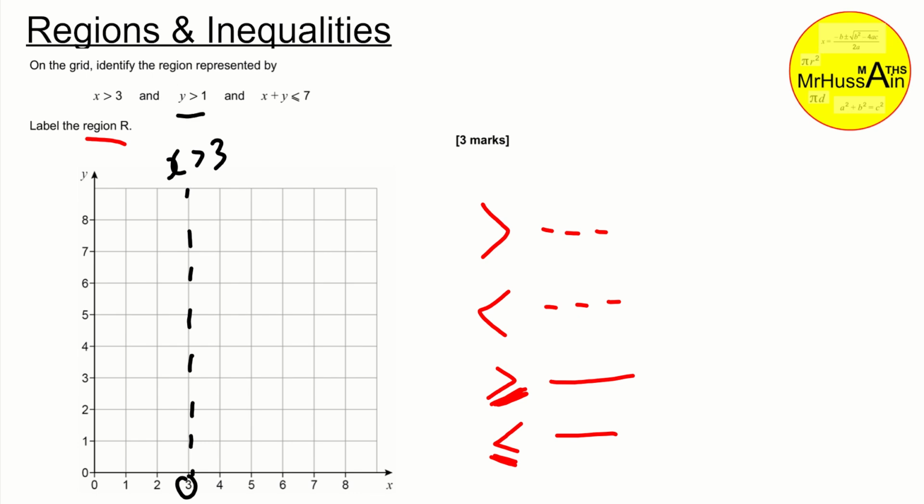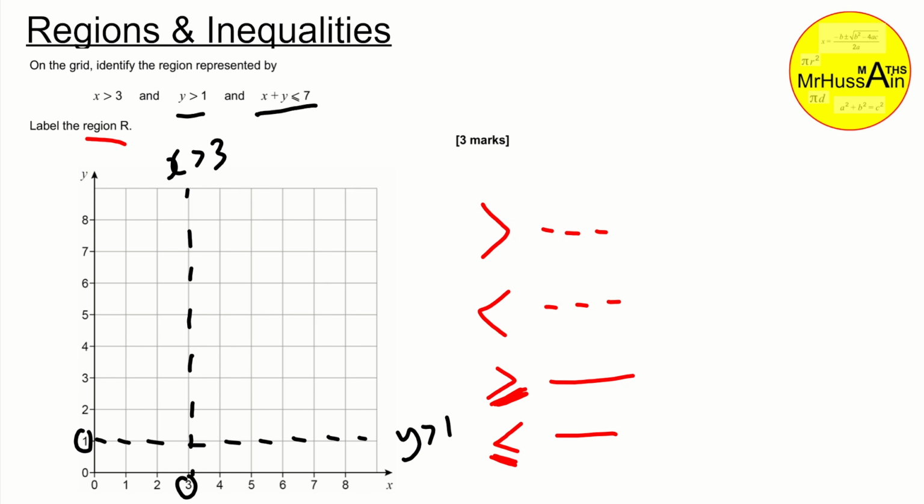Same goes for y is greater than 1. You might think y-axis is vertical, so therefore this must be vertical. No. If you remember that x is vertical, then y must be horizontal. So again, it's a dashed line because y is greater than 1. And it's basically remembering the line must touch, in this case, y equals 1. Now already you should be on at least 1 mark.